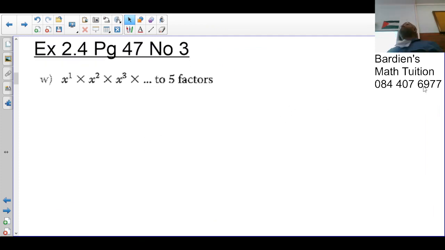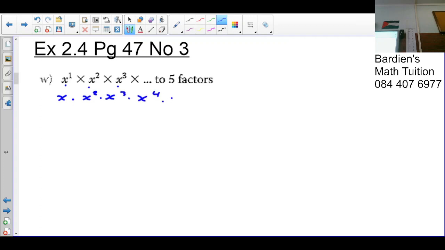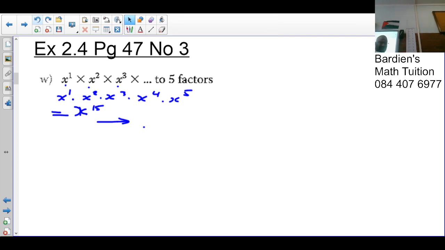So that means you say 5 factors. These are factors, not so? So it's x times x squared. 1, 3, 4, 5. There's 5 factors. So it's 3, 6, 10, 15. Not so? So it's going to be x to the 15. Not the O, it's the x. Right, you all okay with that?